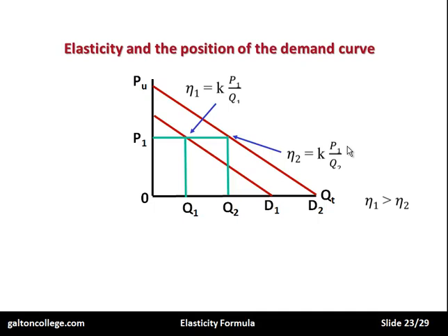Well, P1 is the same for both, but you can see that Q2 is greater than Q1. So over here, the denominator is greater, so the value of the elasticity is less. So the further out the demand curve is from the origin, the smaller is the elasticity. The closer it is to the origin, the greater the elasticity. So the position of the curve is also important. That's something else to be borne in mind.